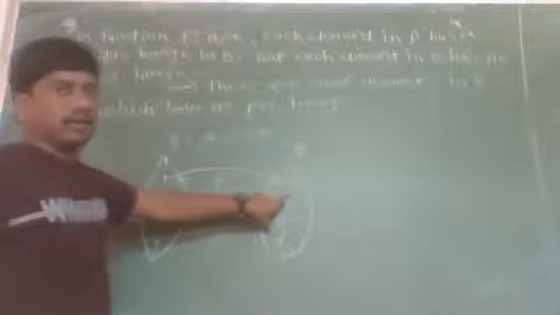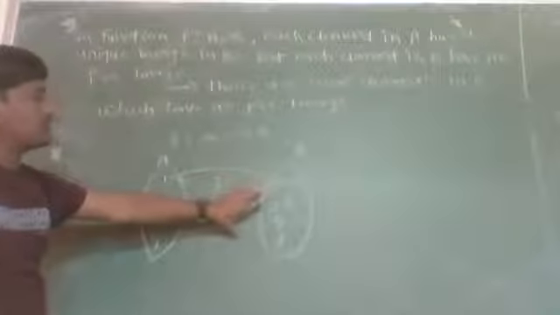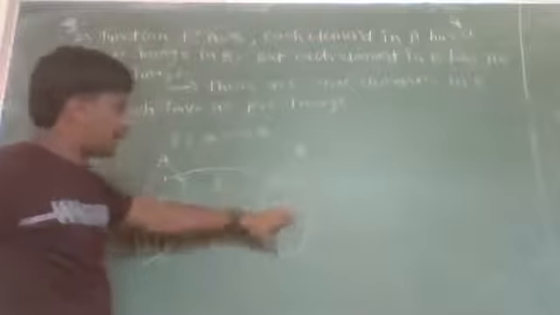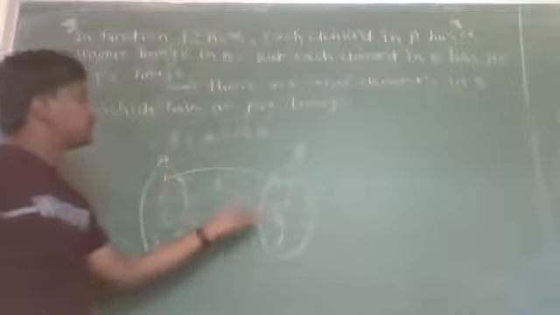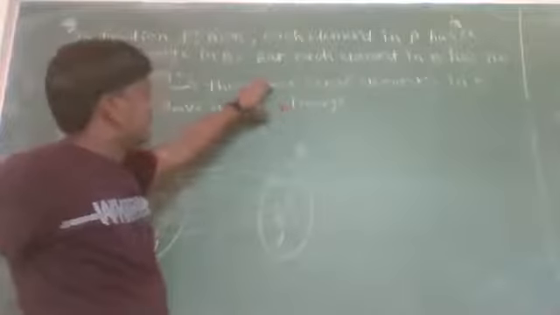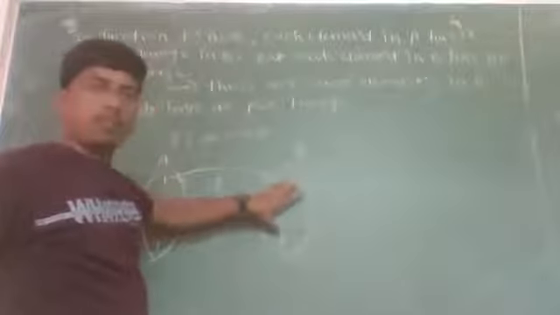So here we check that if f is a function from A to B, then each element in A has a unique image in B. But it is not necessary that every element in B has a pre-image. That is, it implies that there are some elements in B which have no pre-image. Here, element d is present which has no pre-image in set A.